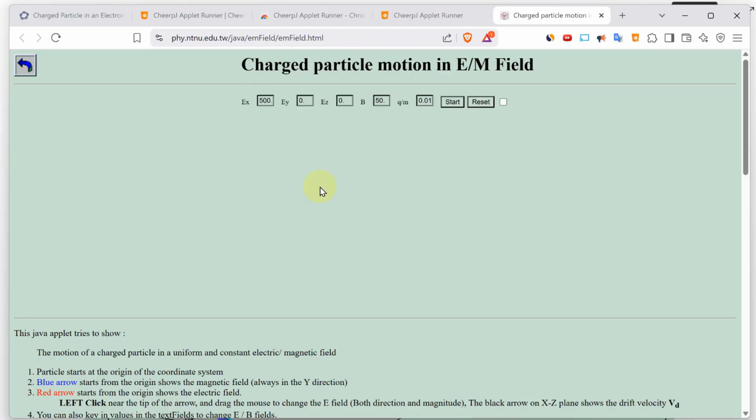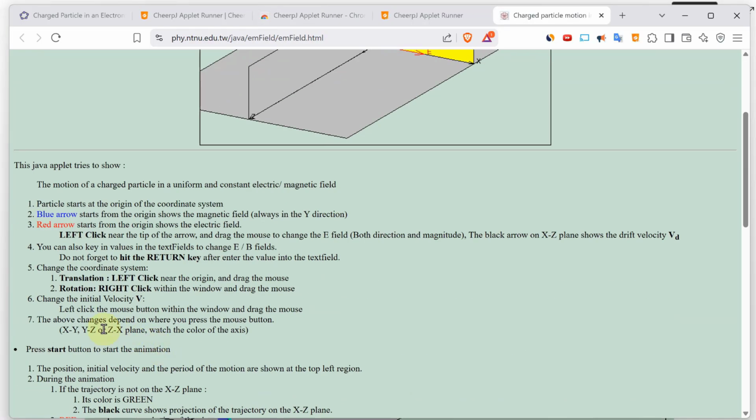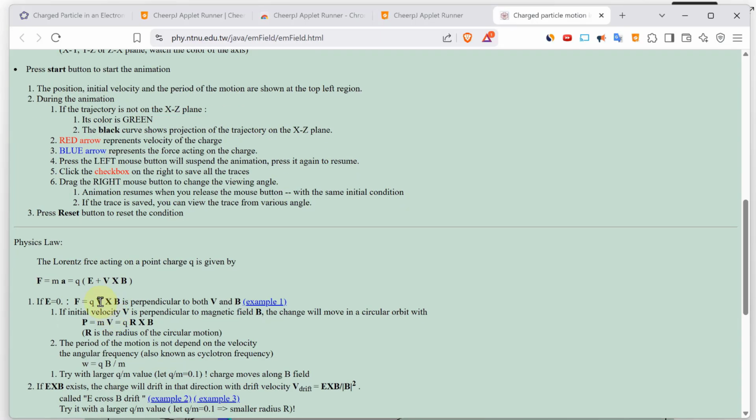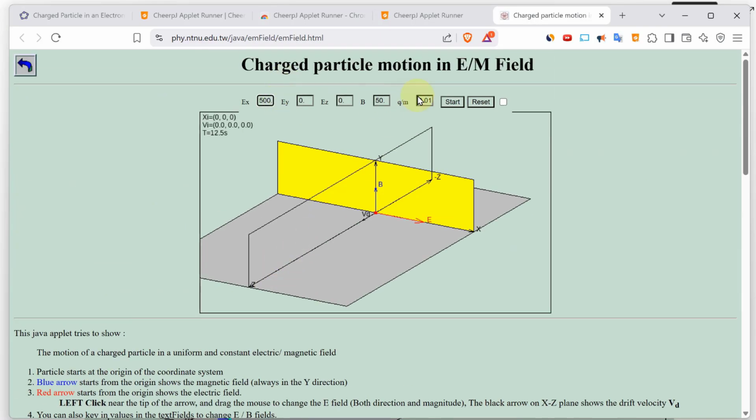So it's charged particle motion, and then there's a bunch of stuff here on what it does. And again, I don't want to go through it all. It basically uses Lorentz force acting on a point charge. Q is given by this equation. It goes over the equations. I'm just gonna start right here and see what happens.